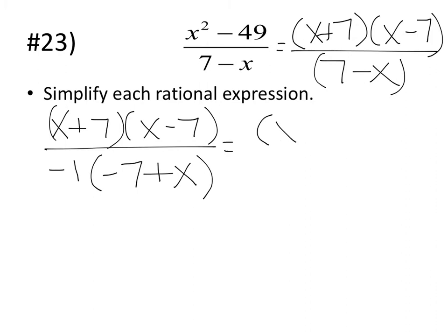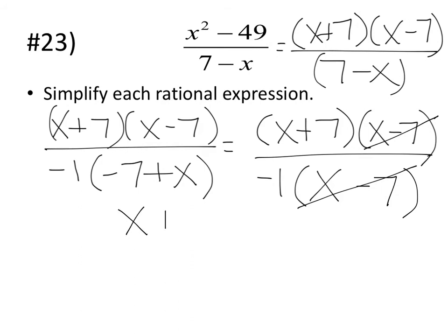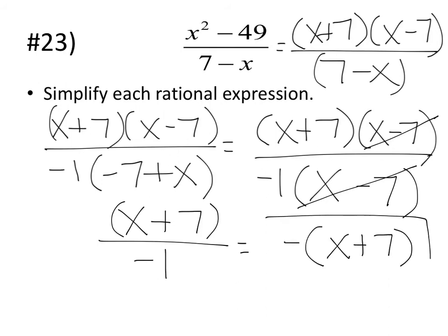Now I'm just going to rewrite the bottom to make it very clear what's going to cancel. Negative 1 times. Keep your signs with it. It's a positive x, so I do a positive x. It's a negative 7, so I do a negative 7. So now it's very obvious which ones are going to cancel. Then you have x plus 7 over negative 1. But you're never going to leave it like that. You can just bring the negative up to the numerator, and you have negative x plus 7.